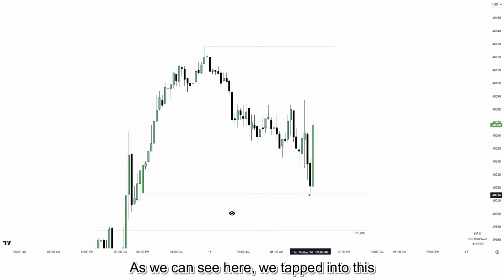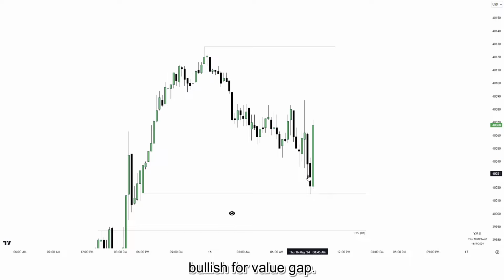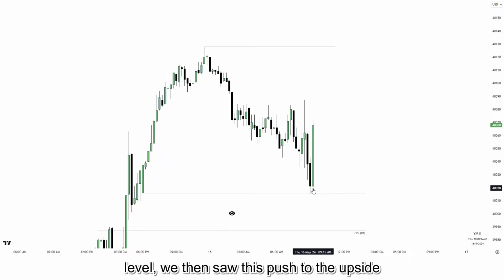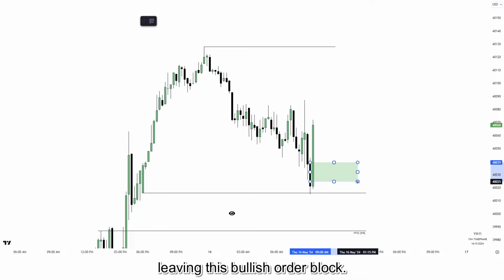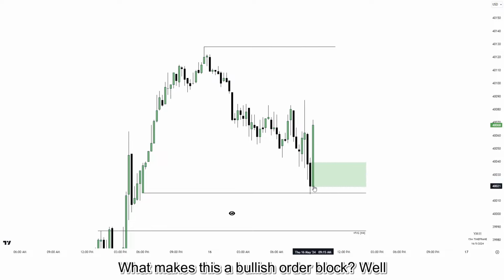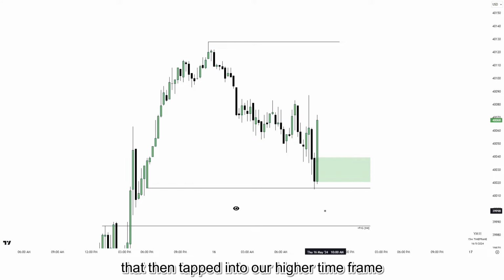As we can see here, we tapped into this higher time frame key level, which was that bullish fair value gap. After tapping into a higher time frame key level, we then saw this push to the upside, leaving this bullish order block. What makes this a bullish order block? Well, this makes this a bullish order block because this was the last down close candle that then tapped into our higher time frame key level.